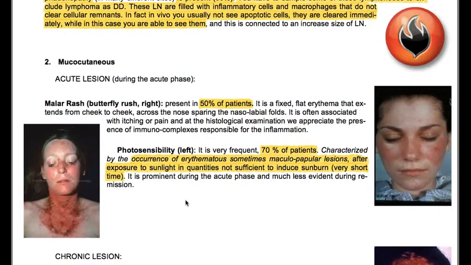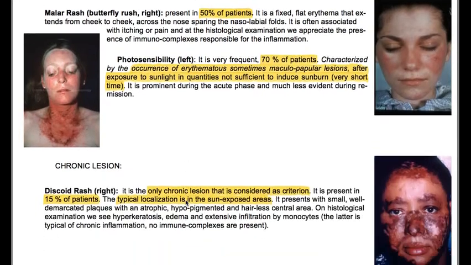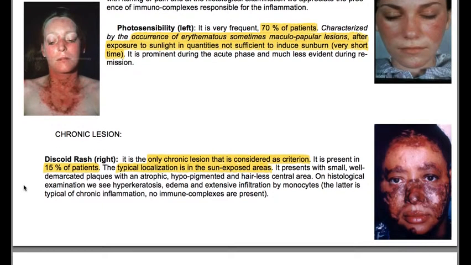Photosensitivity is very frequent, 70% of patients, characterized by the occurrence of erythematous, sometimes maculopapular lesions, after exposure to sunlight in quantities not sufficient to induce sunburn, so very short time. It's prominent during the acute phase and much less evident during remission.